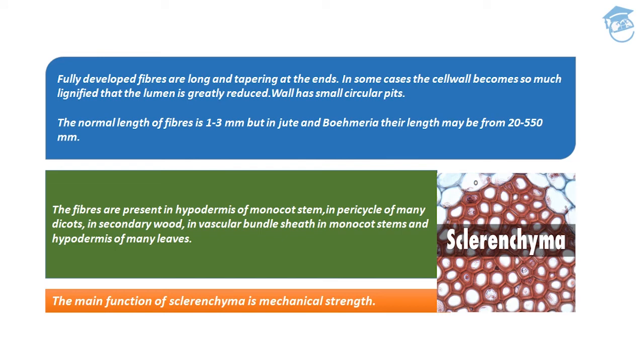circular pits. The normal length of a fiber is around 1 to 3 millimeter, but in jute, their length may be from 20 to 550 millimeter. And the sclerenchyma cells are dead cells, unlike parenchyma and collenchyma. The fibers are present in the hypodermis of monocot stem, in pericycle of many dicots, in secondary wood, in vascular bundle sheath of monocot stem, and hypodermis of many leaves. So sclerenchyma is present in these places, and its main function is to provide mechanical support.